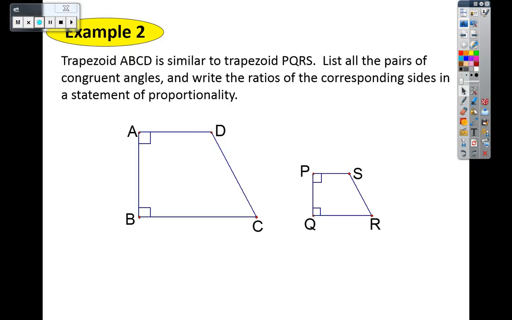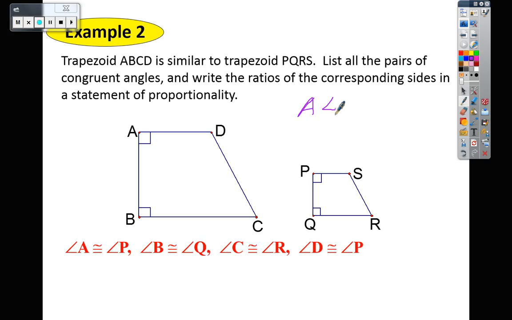Now we have trapezoid ABCD. We can have similar figures that are not triangles, and it is similar to PQRS. We want to list all the pairs of congruent angles and write the ratios of the corresponding sides in a statement of proportionality. All that means is I want to write which angles are congruent to which angles. So A is congruent to angle P. Angle B is congruent, not in order, to angle S. And the rest of those you can fill in, as you can see down here below.